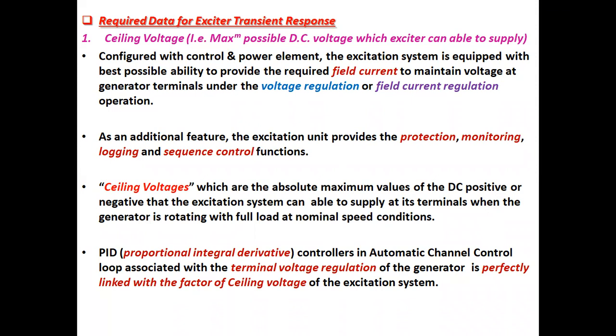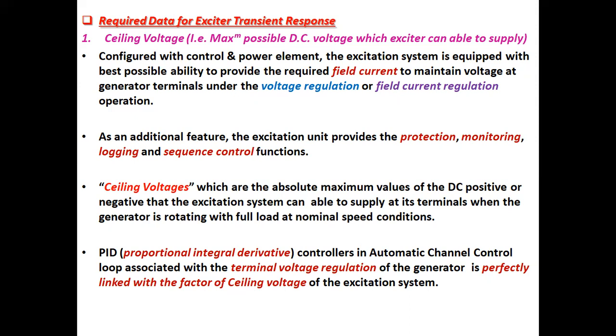Configured with control and power elements, the excitation system is equipped with the best possible ability to provide the required field current to maintain voltage at the generator terminals under voltage regulation or field current regulation operation. As an additional feature, the excitation unit provides protection, monitoring, logging, and sequence control functions.